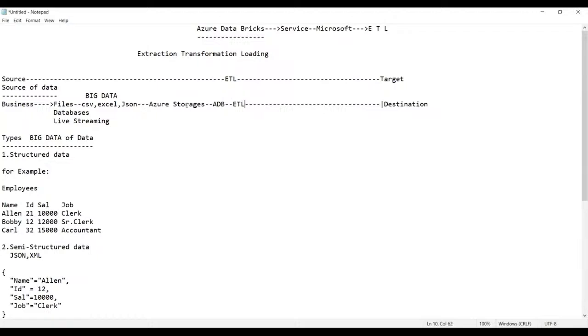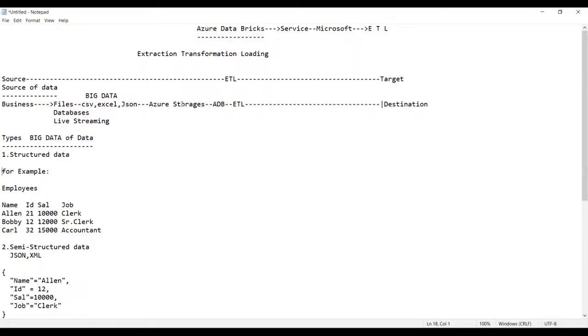See, these storages are common for all. Whether you use ADB, the data factory, Azure Databricks or Synapse, machine learning, artificial intelligence, you use anything, these storages are common for everyone. Getting my point?